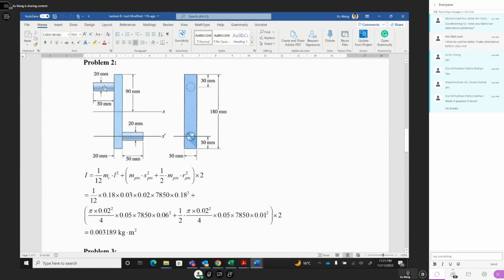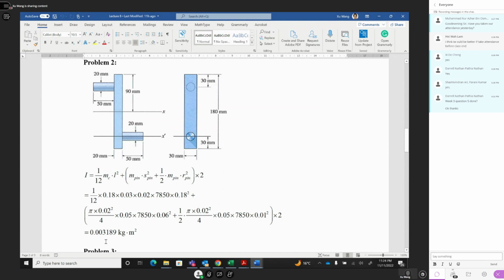This one plus this mass times distance. Mass is pin. Distance from here to here, which is equal to this one minus 180 minus 30 minus 60, equal to 120. 120 divided by 2 is 0.06. Get the radius 0.06.